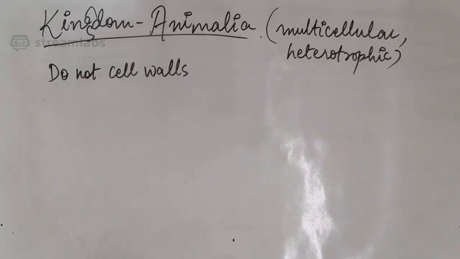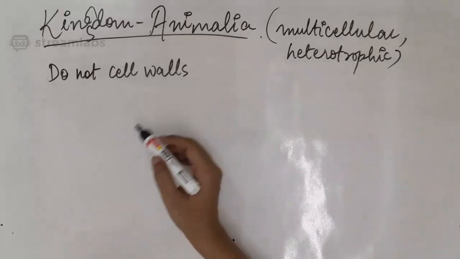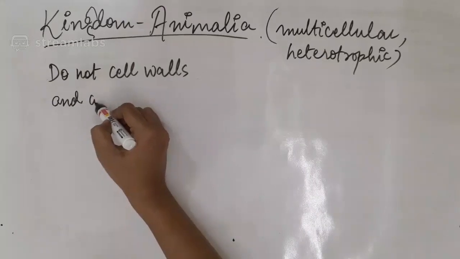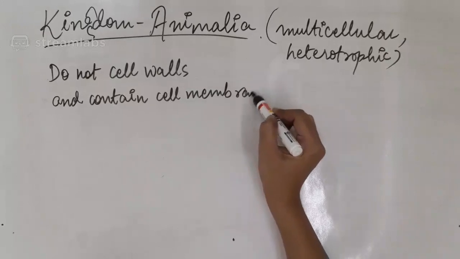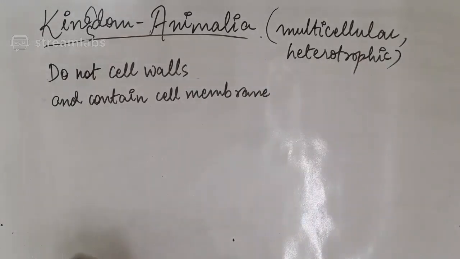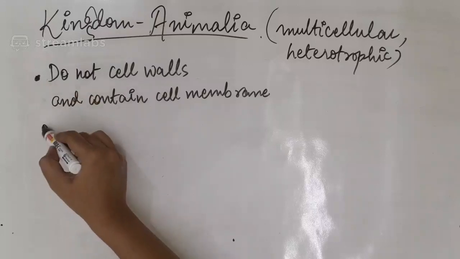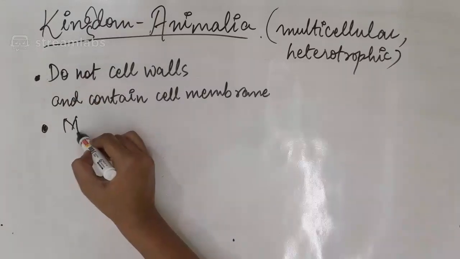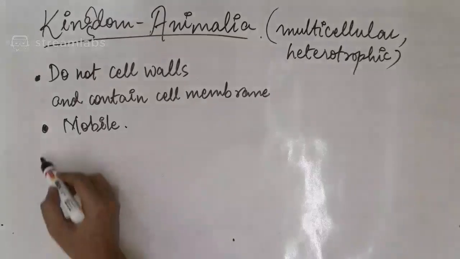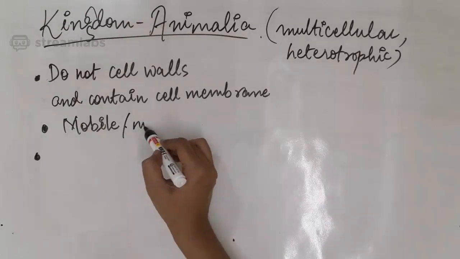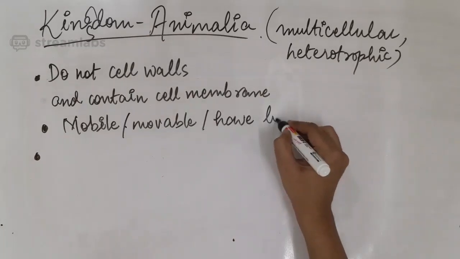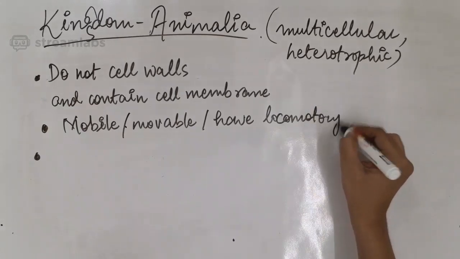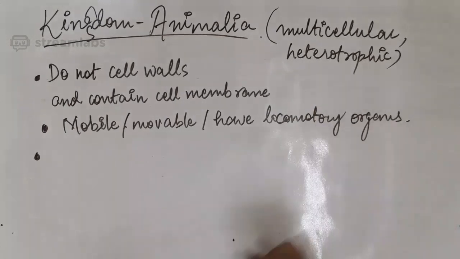Okay? Then they do not have cell walls and contain cell membrane. Okay, these are mobile. Mobile means movable, or you can say have locomotory organs. Fine.